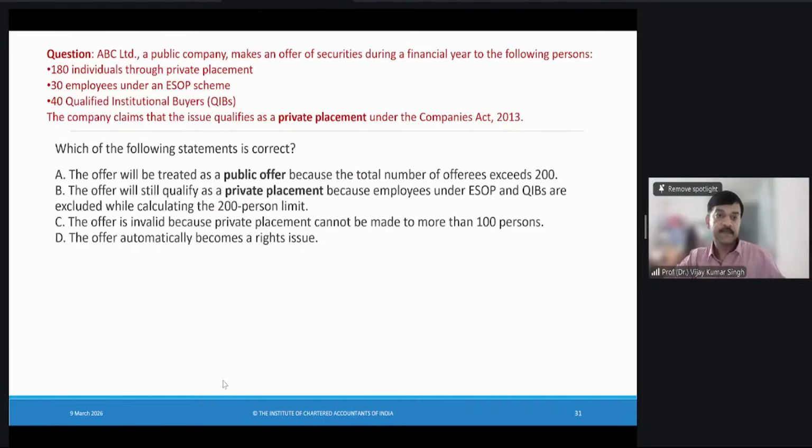Okay. No, it is not private placement since 200 people is... okay. Public offer. B. Okay. Fine. I think everybody has responded. Now let us see what is the answer.